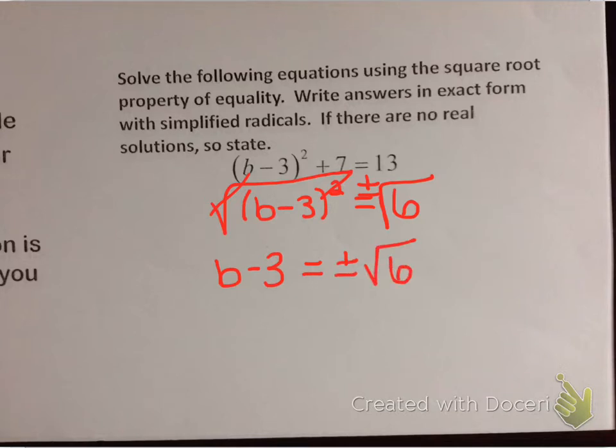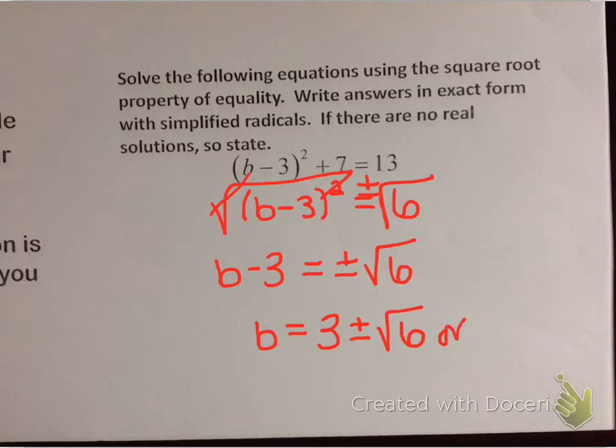If that square root could be simplified, I would need to do it. The square root of 6 can't be simplified, so I leave it the way it is. And so that means that my last step is just to add the 3 to move it over. So that becomes a positive 3, and then plus or minus the square root of 6.